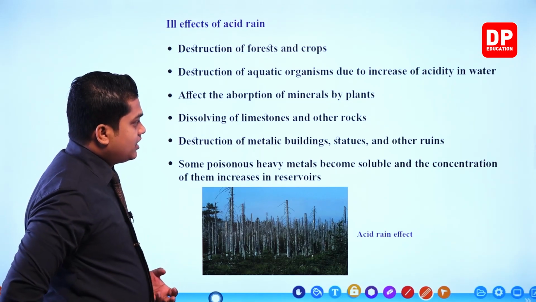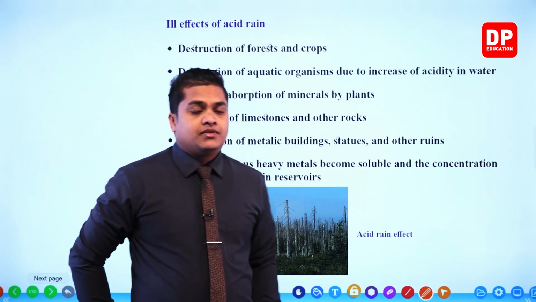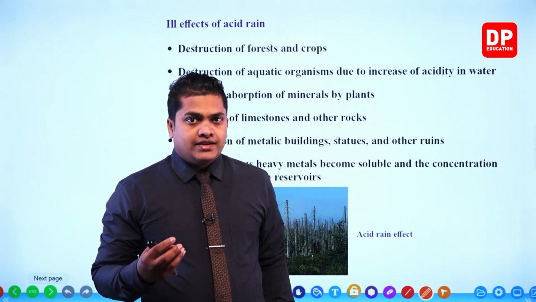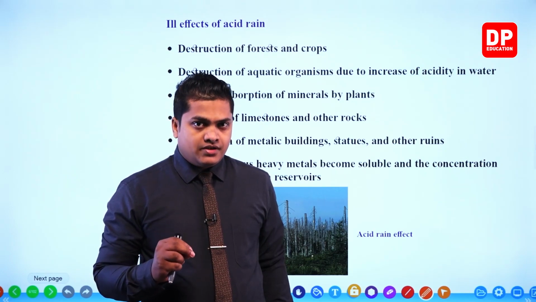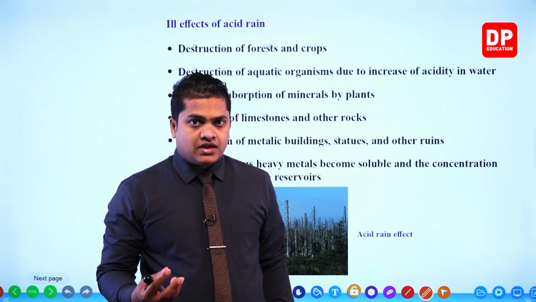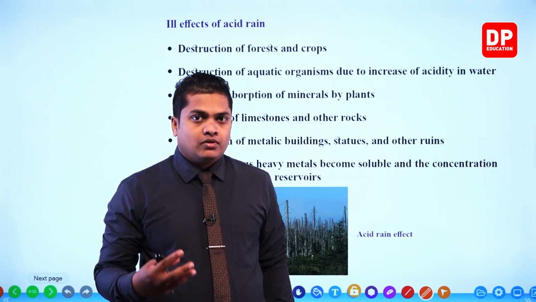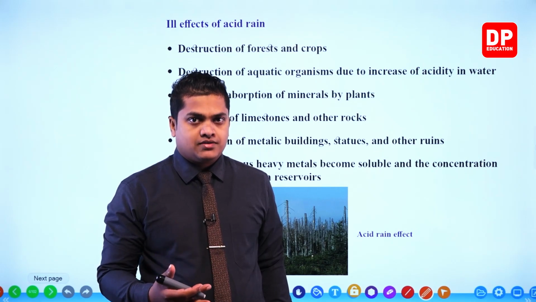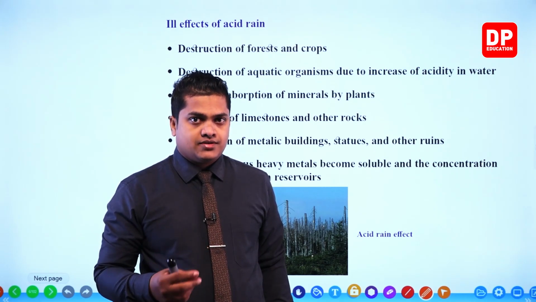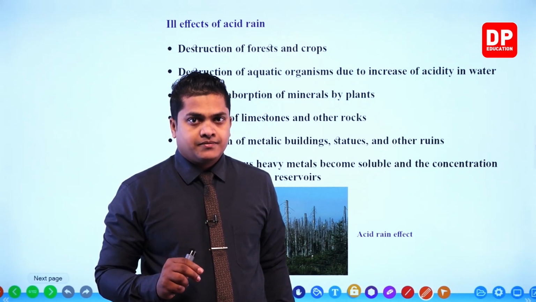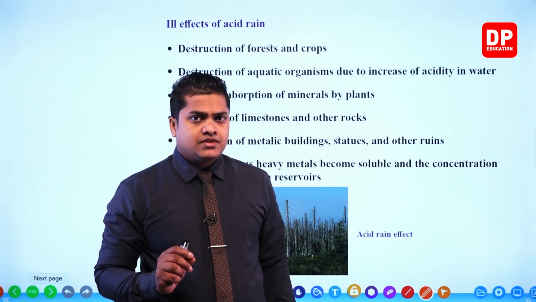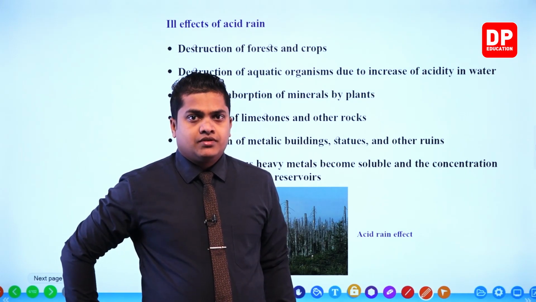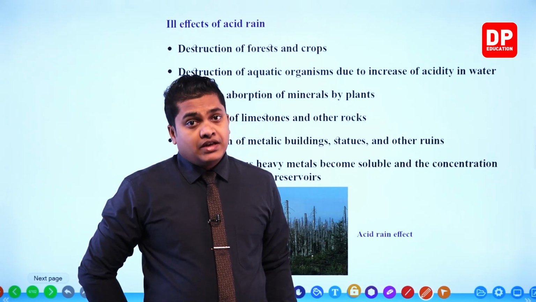Then the next one, destruction of metallic buildings, statues and other ruins. This is also a disadvantage for us. Why is that? Because there are several constructions mainly built from iron or other kinds of metals like steel. Upon falling down, acids have the ability to increase the corrosion of metals. So these metallic constructions are definitely going to corrode because of the acid rains.